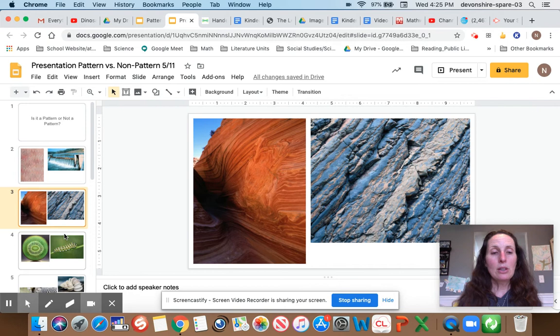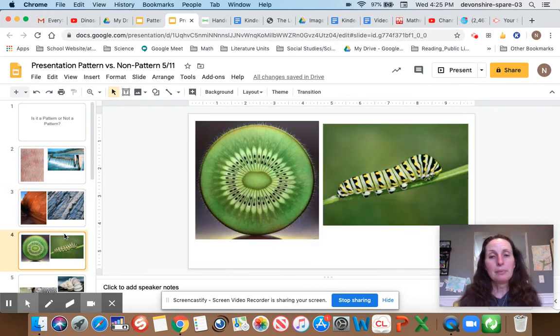All right, let's take a look at another one. What do you guys think of this one? Pattern or no pattern? I like this one. I definitely see a pattern in both of these. This one, the caterpillar, is almost as easy as those patterns we were talking about at the beginning. Stripes, green, black, green, stripes, green, black, green. Do you see that? And it goes over and over again, all through that caterpillar. You see the same type of thing in the kiwi. You see one of these and then one of these, and it's the same over and over again.